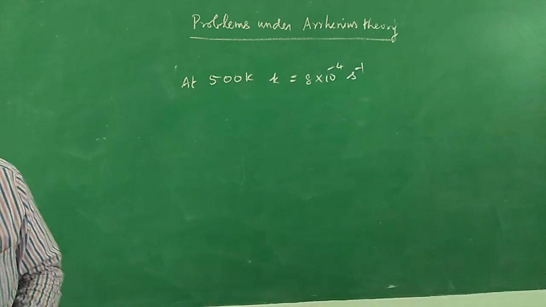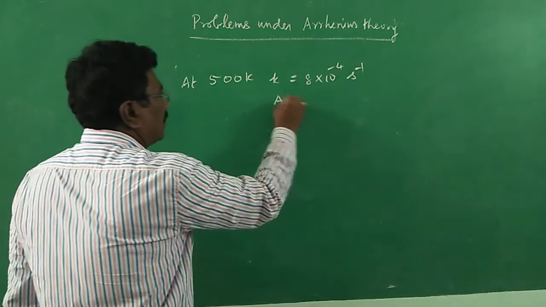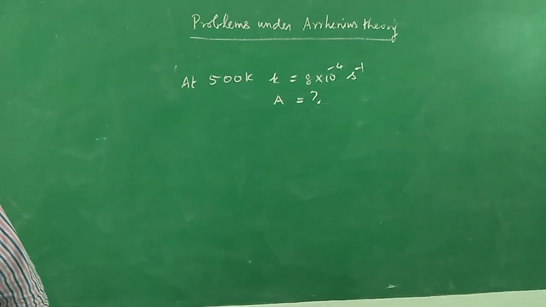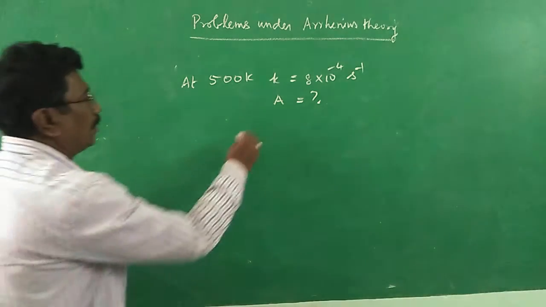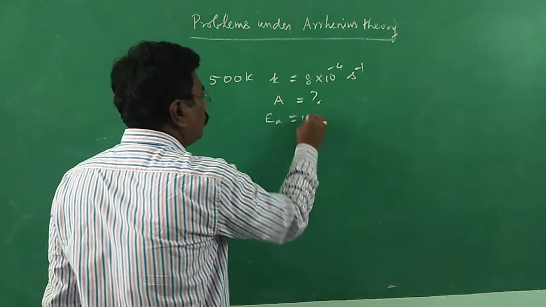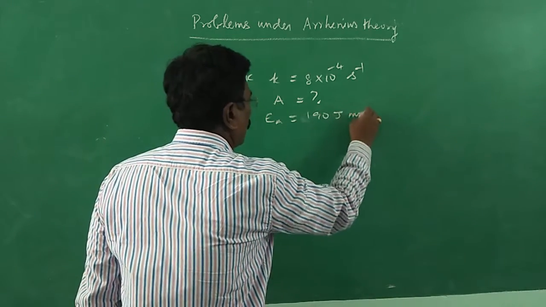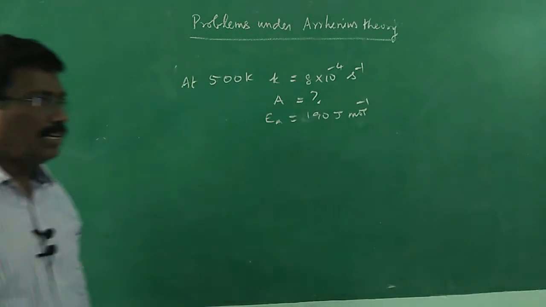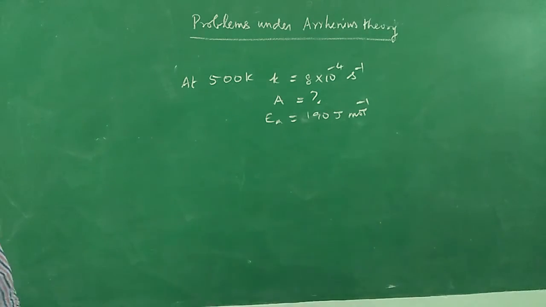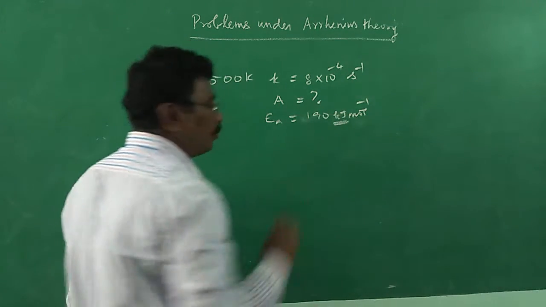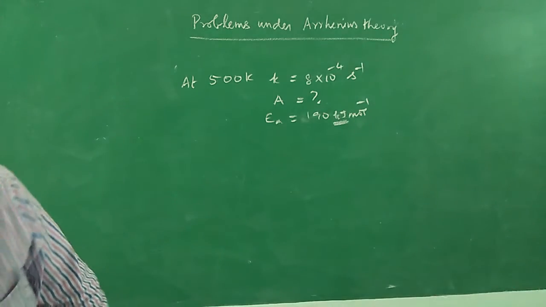Calculate the frequency factor, that is A. What is then given? Energy of activation is given, EA, 190 kilojoule per mole. Always, with kilojoule or joule, you should keep a close watch.